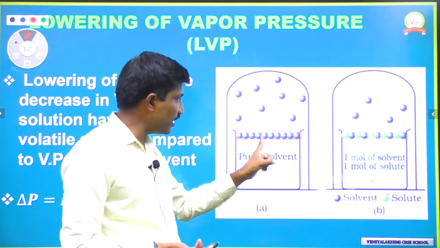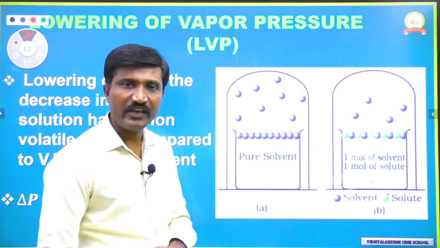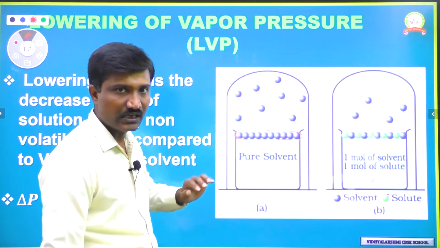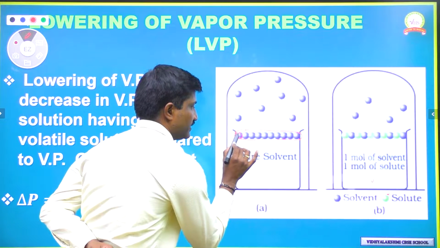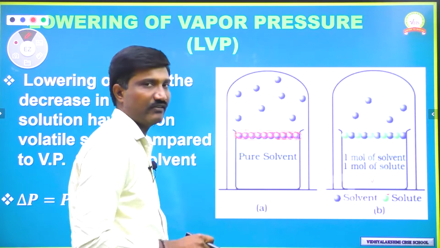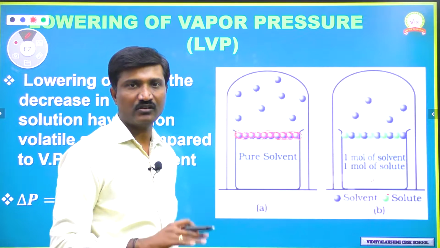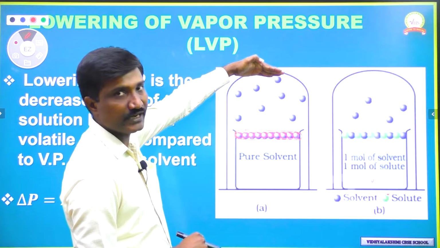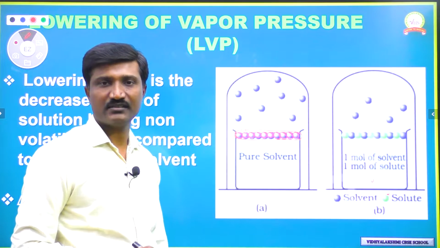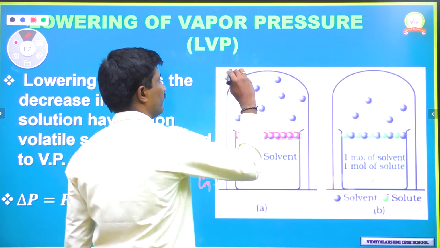Is it clear? If more liquid molecules are occupying the surface, then more enter into the vapor state. Those vapors are nothing but gas state, so they exhibit some pressure. In the case of pure solvent, since only solvent molecules are present, the surface is occupied only by solvent molecules. Since we are not adding any solute, no solute particles occupy the surface, only solvent particles, so those solvent molecules enter into the vapor state. Those vapors cause some pressure on the lid of this flask. That pressure is called vapor pressure. So this is liquid state and this is vapor state.